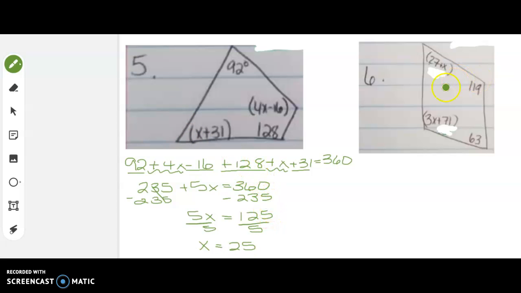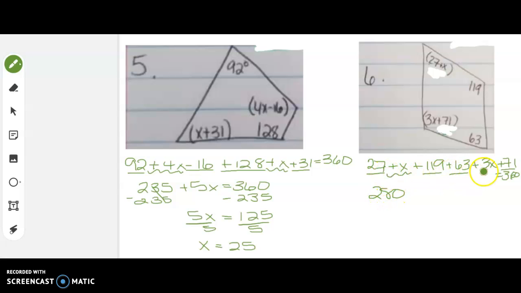Okay, same thing with number 6. We're going to add all 4 angles together. It is a quadrilateral, which means the sum is 360. So we have 27 plus x plus 119 plus 63 plus 3x plus 71. And we know that all equals 360 degrees. So just like before, I'm going to combine like terms. So I have a 27, a 119, a 63, and a 71. When I add all of those together, I get 280.